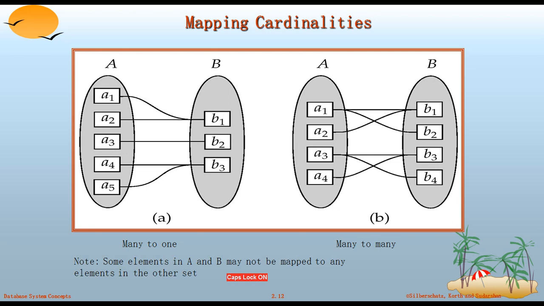And the next one is many to one. Here, from the A entity set, many have a relationship with one. So it's called many to one. And finally, many to many. From entity sets A and B, we may have any number of entities. Some elements in A and B may not be mapped to any elements in the other set.